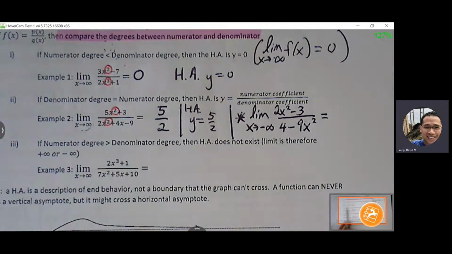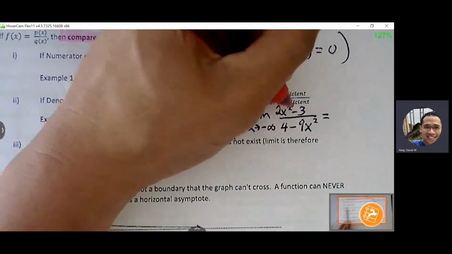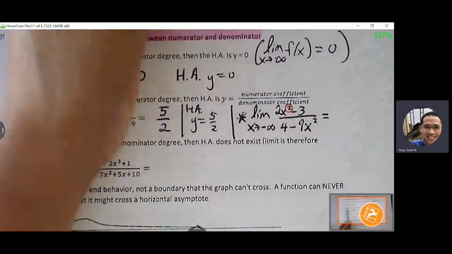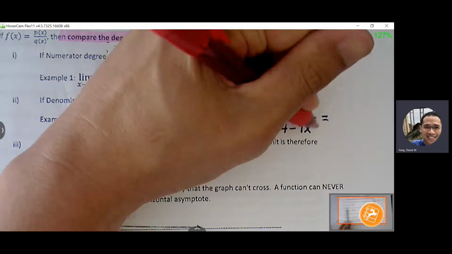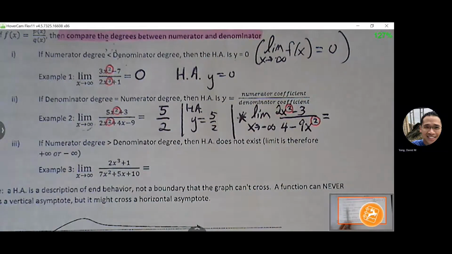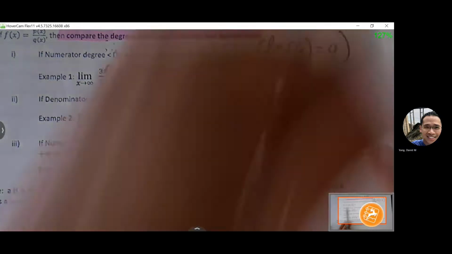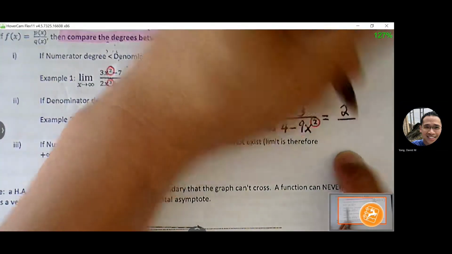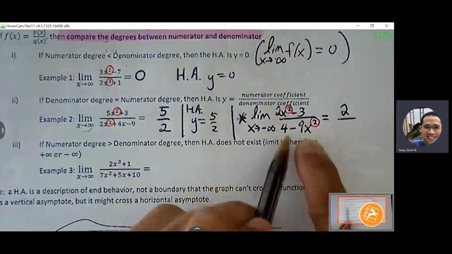Okay, so I wrote here, limit as x approaches negative infinity, 2x squared minus 3 all over 4 minus 9x squared. All right, so we see infinity. We know we got to go through our process comparing degrees. Numerator has a degree of 2. Denominator has a degree of 2 as well. So we find the ratio, which is what? 2 over negative 9, okay?